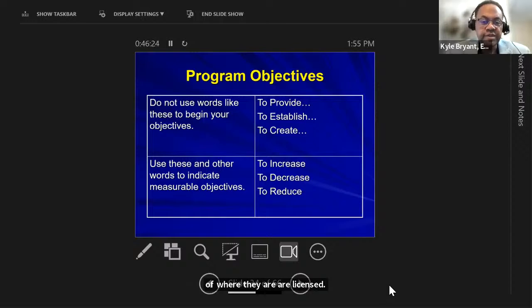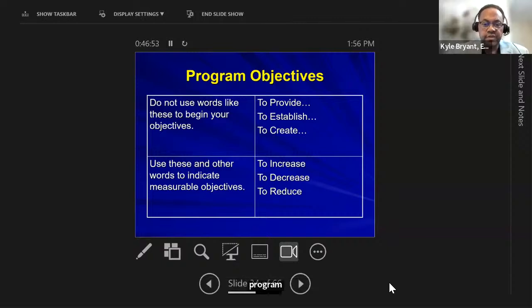For program objectives, don't use words like to provide, to establish, or to create to begin your objectives. Instead, use other words like to increase, to decrease, to reduce, to indicate measurable objectives. Our organization plans to increase financial literacy among high school students by the end of this program.